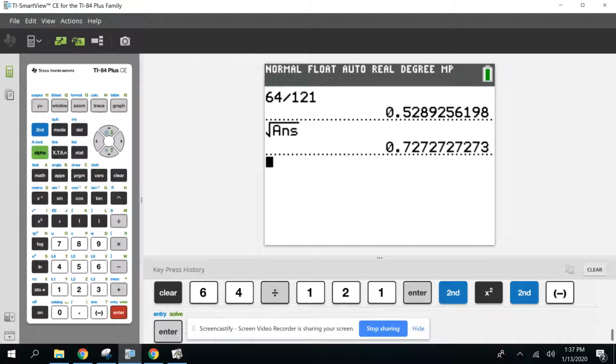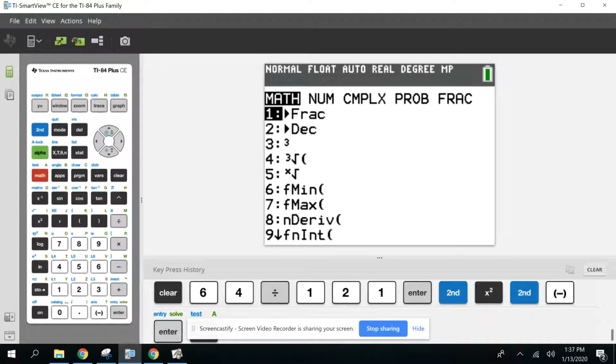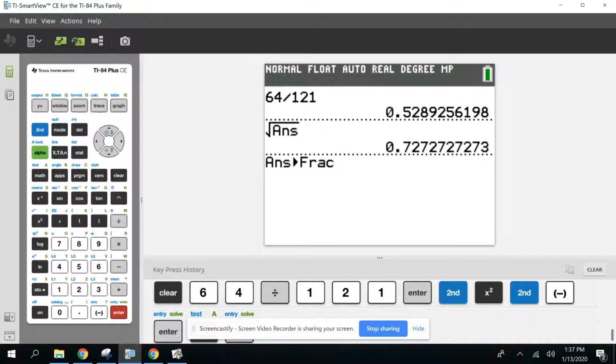No. Try to turn it into a fraction if you can, right? Anybody remember how I tried to turn it into a fraction? Help me on the calc. Math, frac. Does it? Darn right it does. 8/11ths.